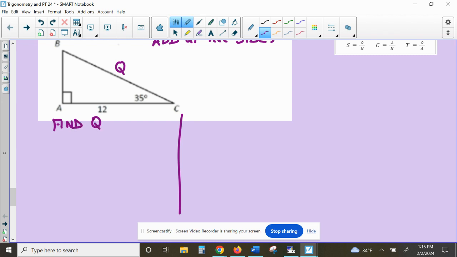I'll do this one in purple. And then when we do the other side, I'll pick a different color so it's not too much of a mess. Okay, so what are the steps I have to go through? Which angle are we circling? C. Okay, circle that guy. Okay, label your pieces.